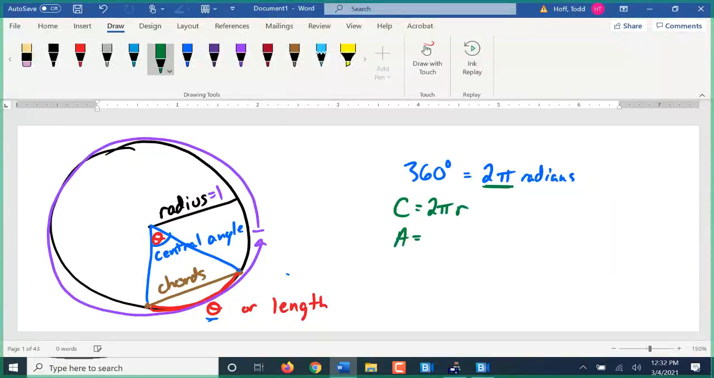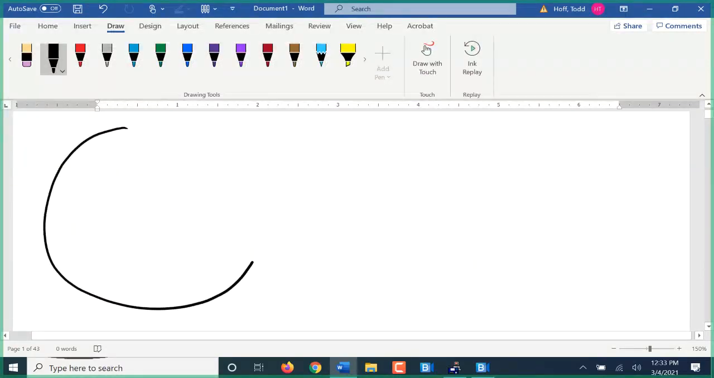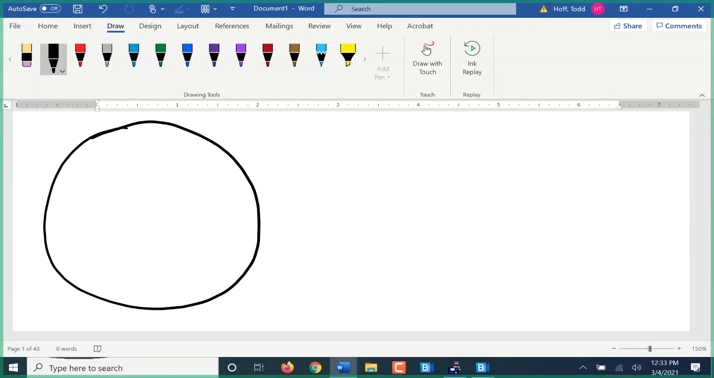The area was pi times radius squared. And we had various formulas for arc length and area of a sector, area of a segment, and all that. We're not going to be so concerned about those anymore in the next couple of weeks here. But there are some features of a circle that we are very concerned with. Some of them we've talked about, some of them we really haven't yet.